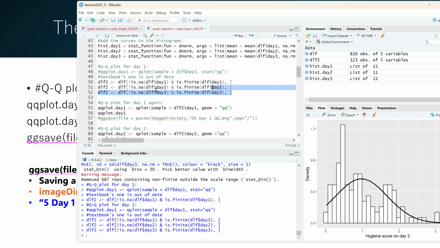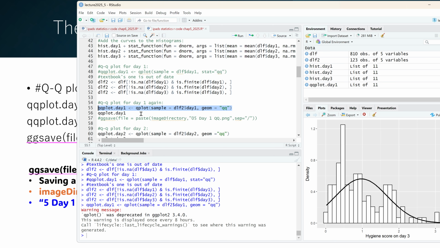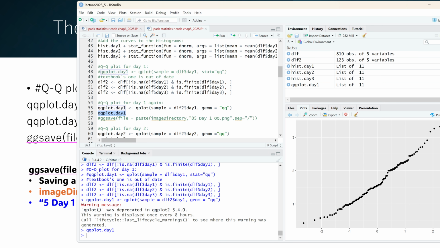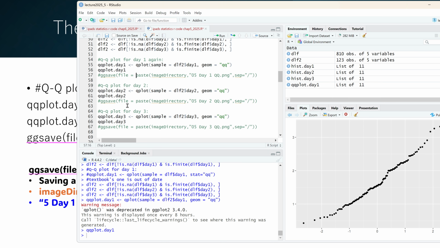This is the data cleaning part: exclude the infinite numbers and NA. And this is the QQ plot. Some warning messages are here, but I can't fix them. Yeah, this is the QQ plot for day 1.